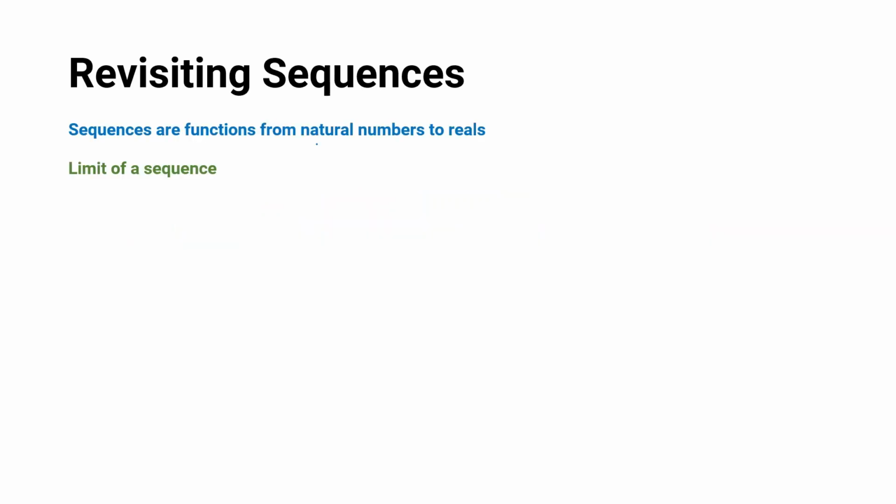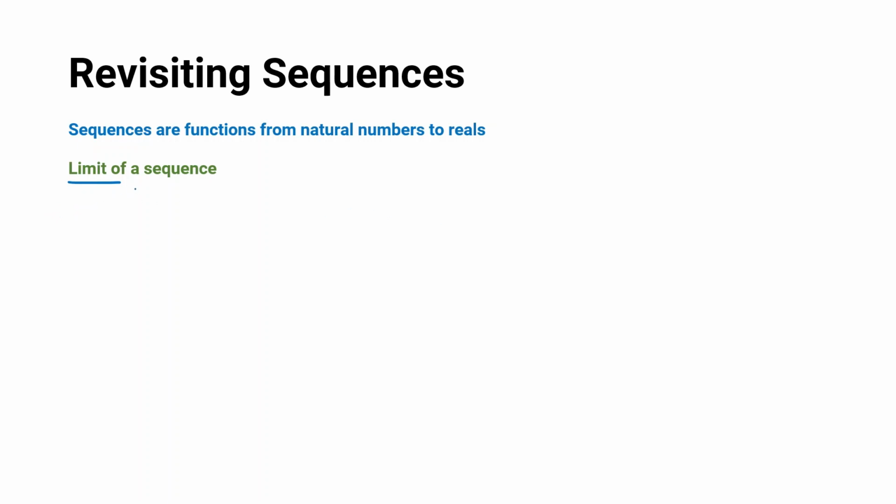Firstly, let's quickly revise what sequences are. Sequences are functions from natural numbers to reals. That's pretty much the most basic definition of sequences. The next thing is the limit of a sequence. This part is important because we're going to be using this definition in the parts that follow, so first I'll spell out the definition for you.